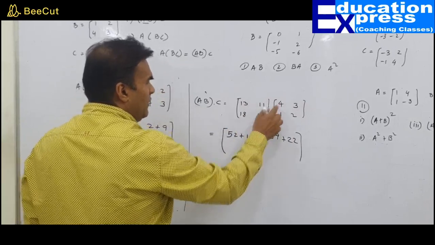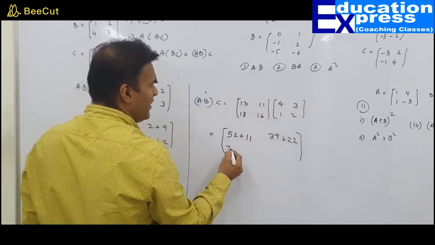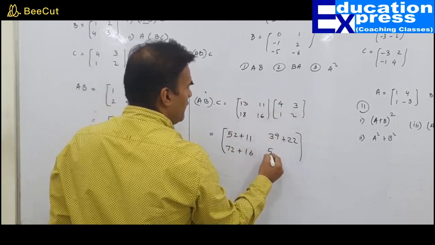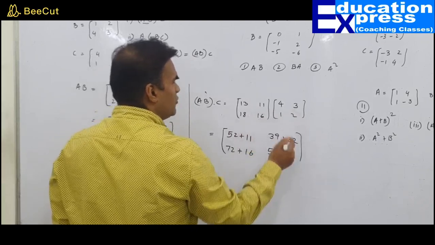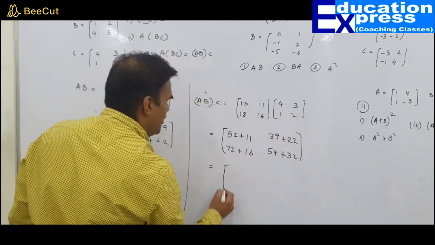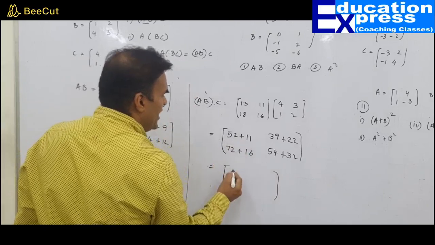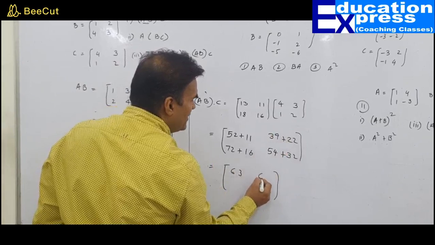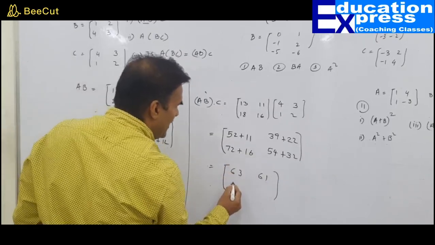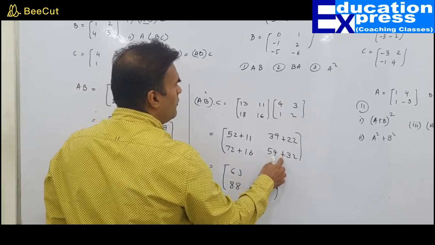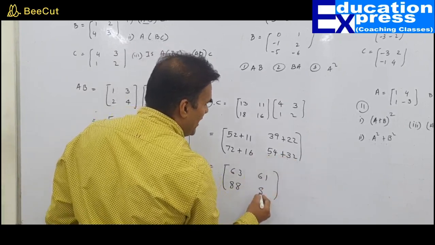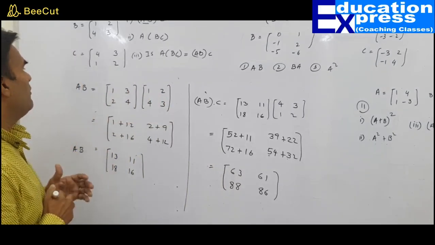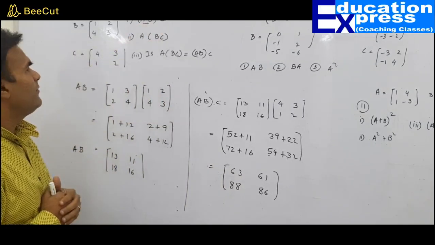Now this one. 18 4s are 72 plus 16 into 1, 16. 18 3s are 54 plus 16 2s are 32. Now when you do this, 52 plus 11, 63. 39 plus 22, 61. 72 plus 16, 88. 54 plus 32, that makes it 86. So we found out matrix AB into C.